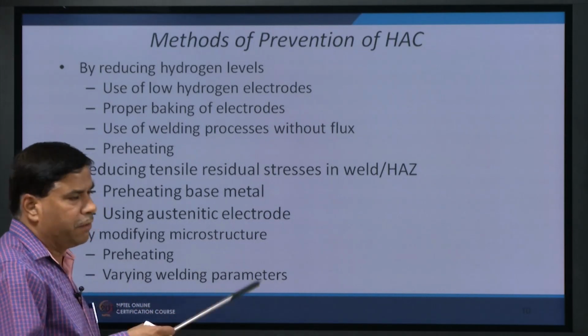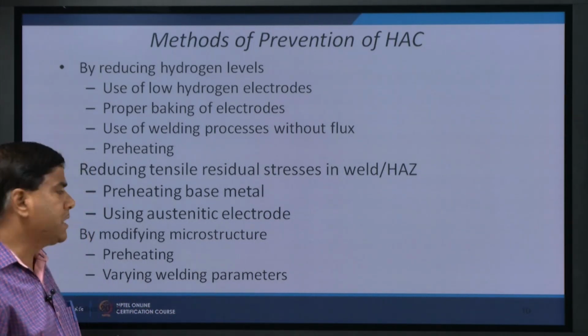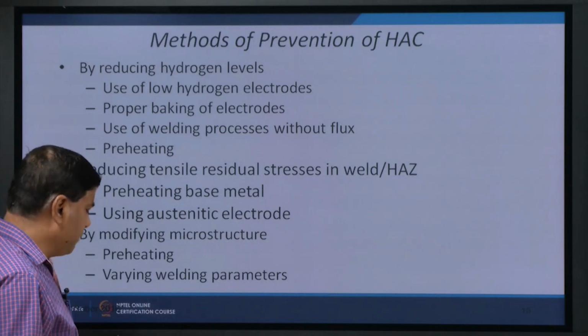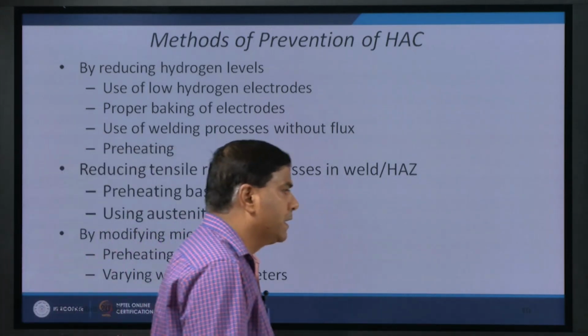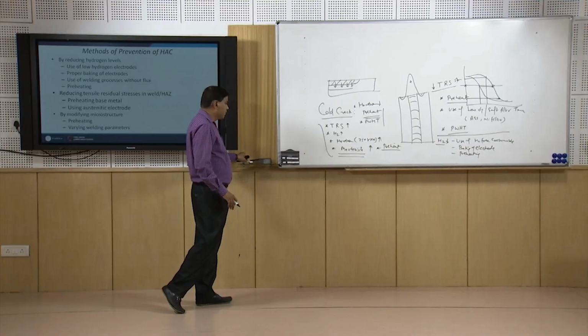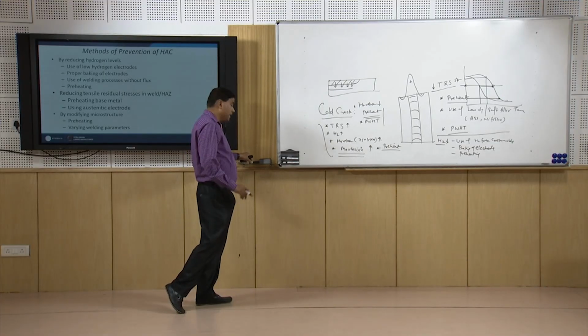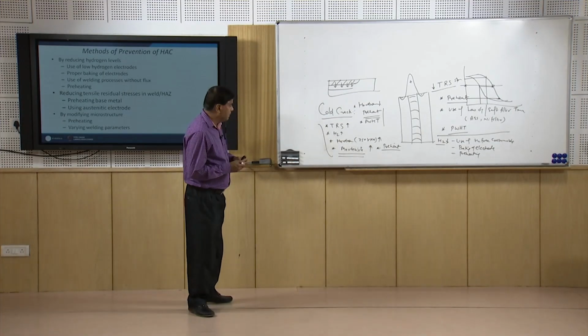to have the formation of softer phases like bainite or pearlite, and varying the welding parameters in such a way that the cooling rates are not high enough in the weld metal as well as in the heat affected zone for the formation of the crack.